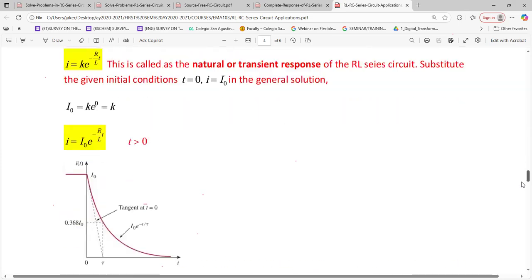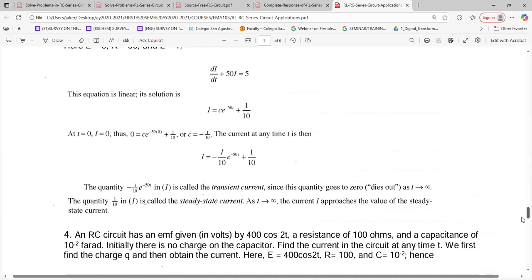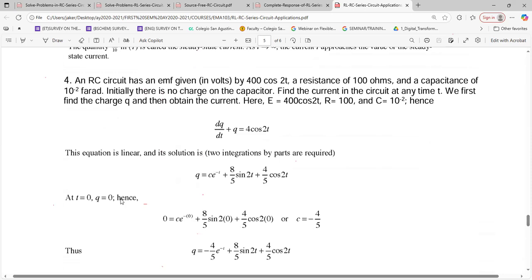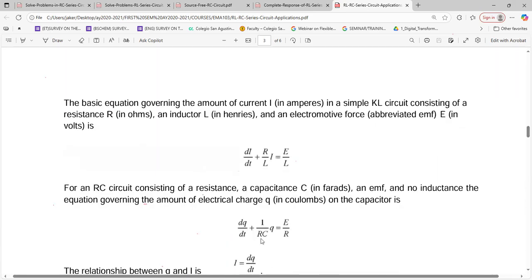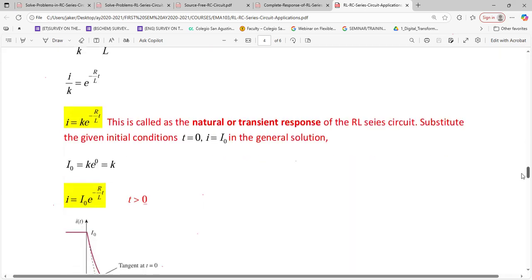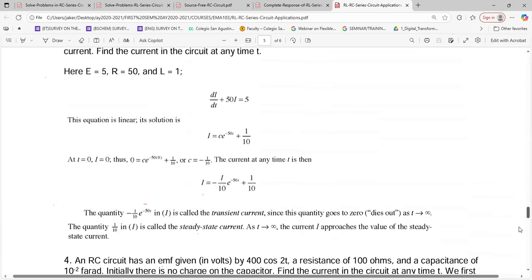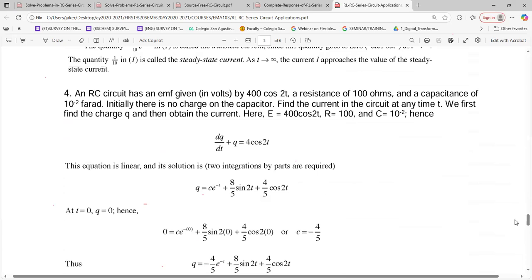But having said that, if you go to number 4 here, we substitute to that equation all the things that we need to substitute. So dq dt plus, by the way, you have here Q over RC. So it's not written here anymore. You simply have the Q because, let's see, RC. So your R is 100 ohms and your capacitance is 10 raised to negative 2.